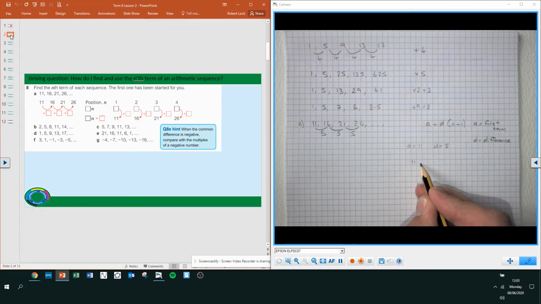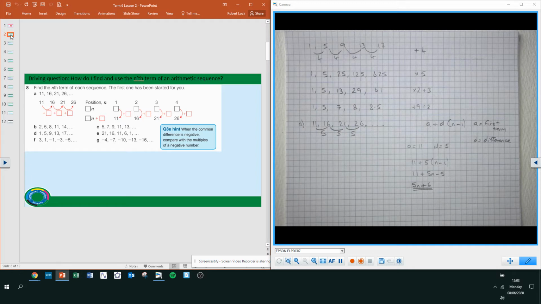A is 11 plus 5, bracket n minus 1, close bracket. Now we have to multiply out the bracket: 11 plus 5n minus 5. Now we need to simplify, collecting like terms. There's only 5n, there are no other n's in there, so it'll be 5n. 11 take away 5 is 6, so it's plus 6. So our nth term is 5n plus 6.